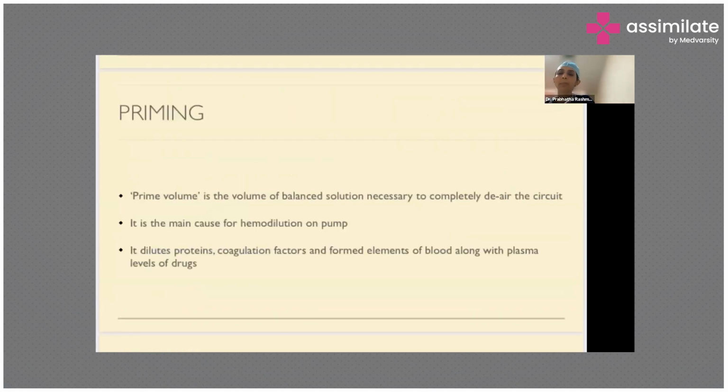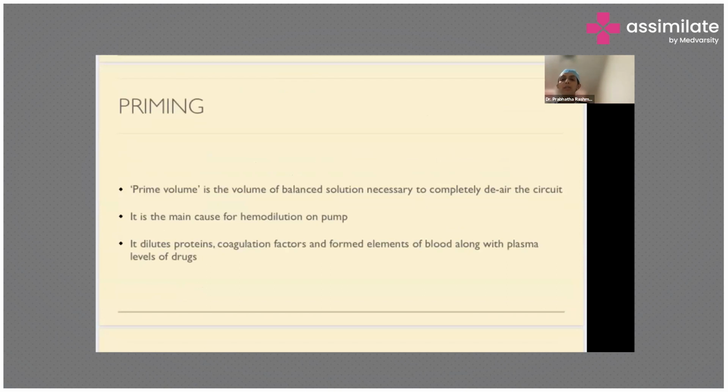This is called the priming volume. This is called a prime, and priming volume is the amount of volume which is needed. And it's necessary because we need to de-air the circuit. As you all can understand, we cannot have air in the circuit, at least on the arterial side, because you'll be giving it back. And if you give back this air, it is going to cause air embolism in the patient. So it has to be free of air. One way to remove air is to displace it with fluid. That's where the prime comes into use.